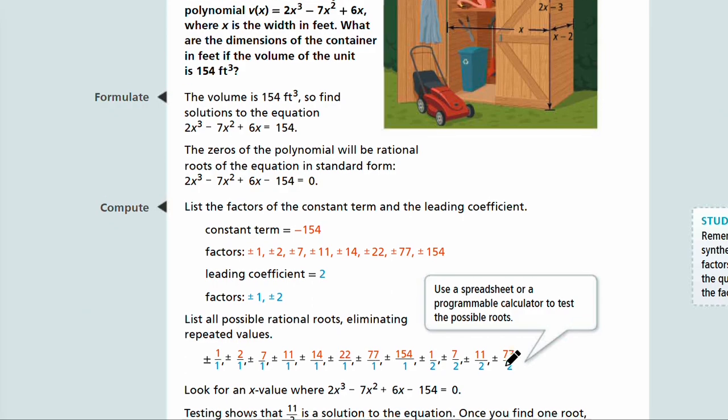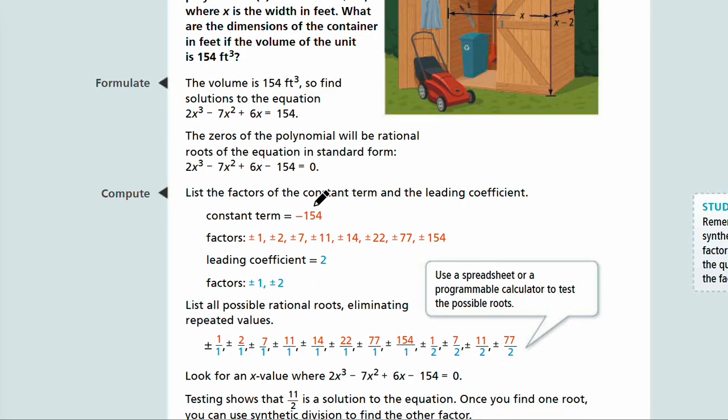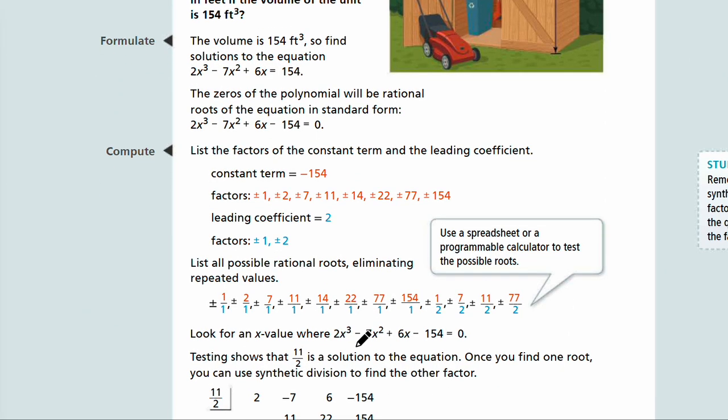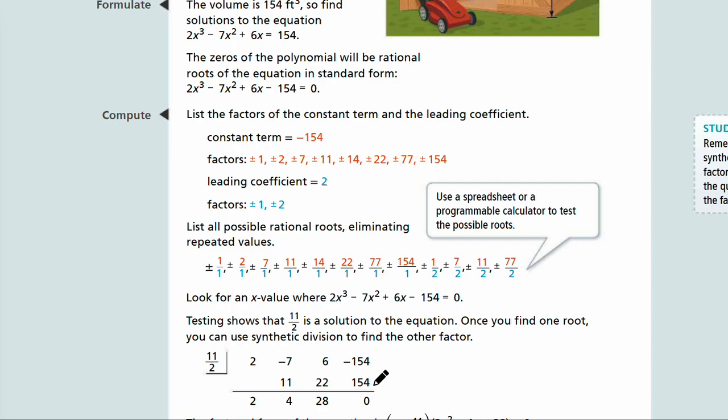And you'll notice that when you plug these possible solutions into this equation, you'll see that 11 over 2 is a solution to the equation. And so once you get the first solution, you can stop because you can factor it out using that solution. So once you find one root, use synthetic division to find the other factor. So you'll divide it by 11 over 2.